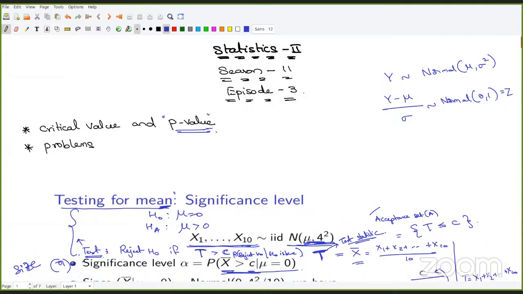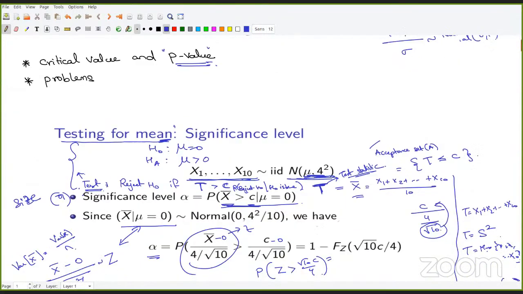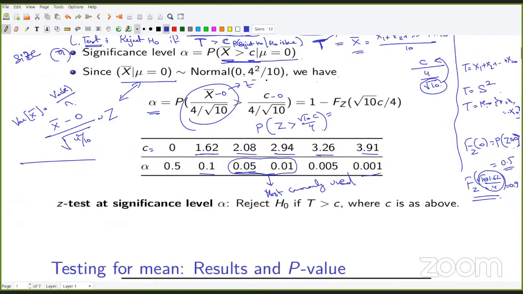Here our variance is 4 square by 10, so we take its root. We have to take sigma, not sigma square. This is sigma square, so sigma will be the root of this, and the mean is 0. So X bar minus mean divided by the root of the variance will follow standard normal.